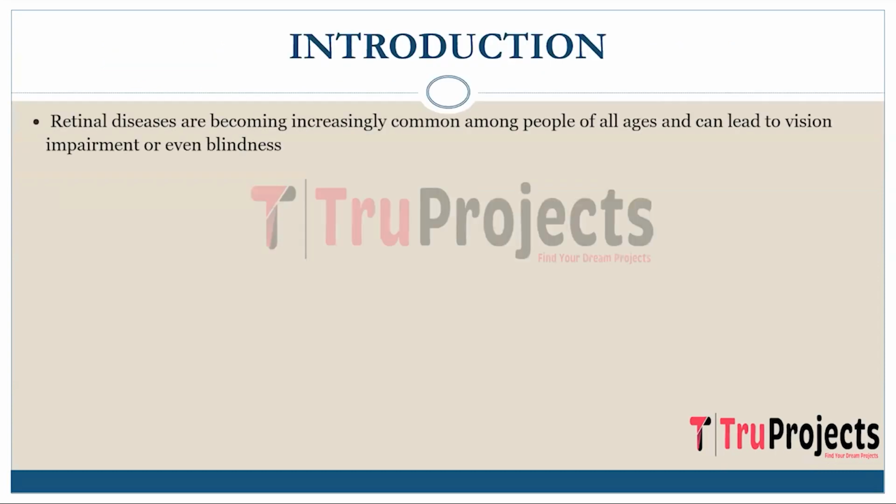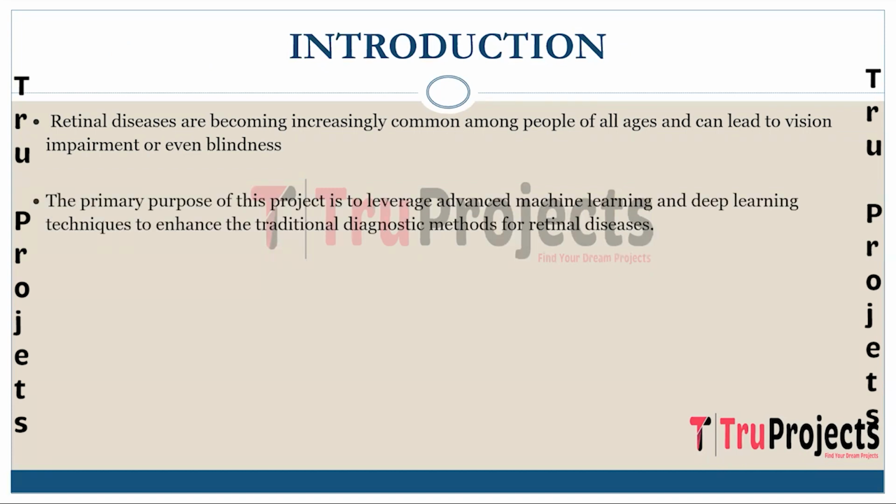Coming to the introduction, retinal diseases such as age-related macular degeneration and diabetic macular edema can cause vision impairment. Accurate diagnosis is challenging and often necessitates experienced ophthalmologists due to the complexity of identifying these conditions. The central objective of this project is to apply cutting-edge machine learning and deep learning methods to augment conventional diagnostic approaches for retinal diseases while also improving efficiency and accuracy in disease identification.